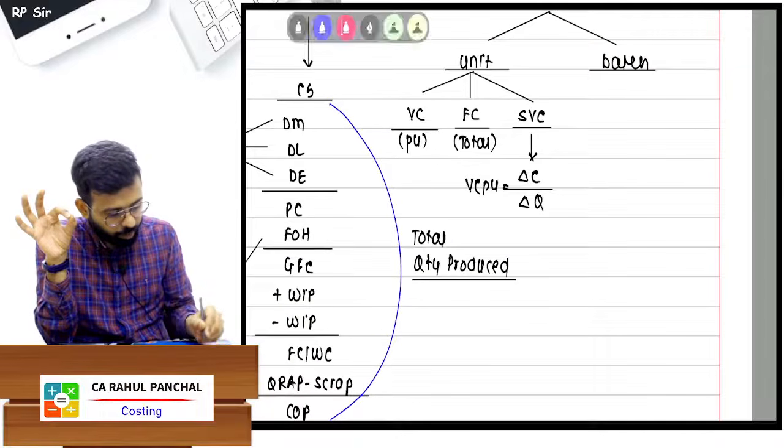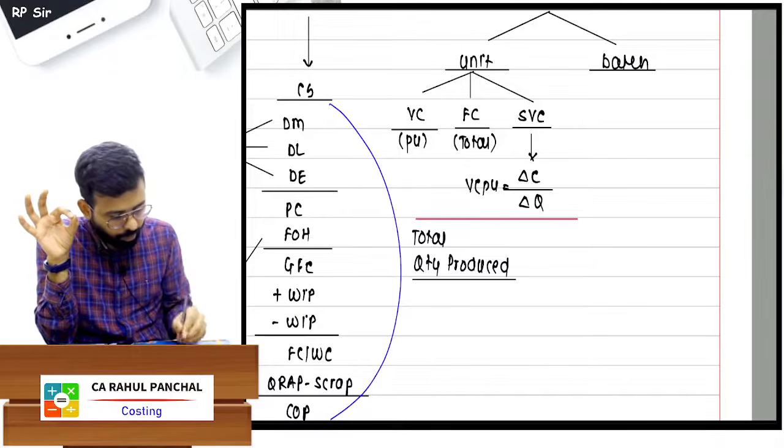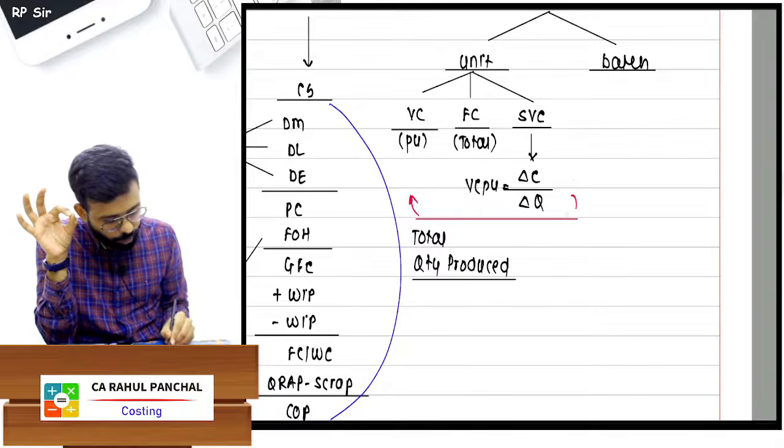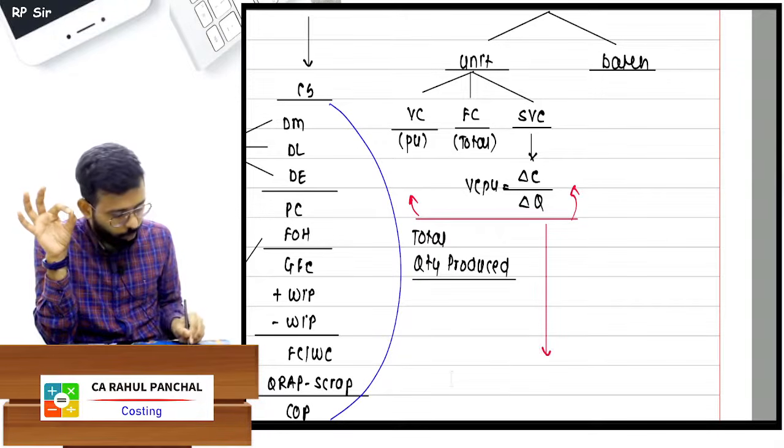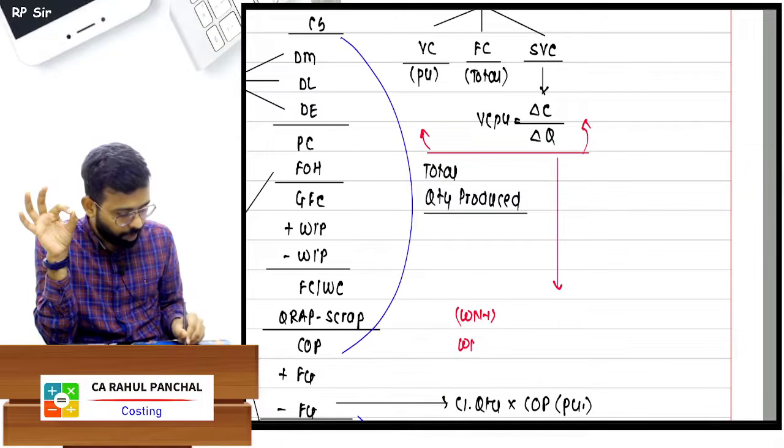In simple words, when the question comes on this part, you will have to make two working notes. Working note number 1 will be classification of the cost, and working note number 2 will be semi variable cost. You will make two working notes, then you will make your own cost sheet.